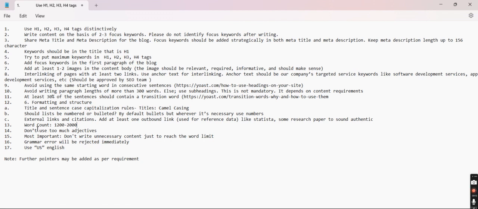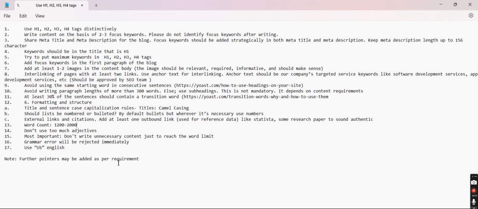Now, should the list be numbered? By default it is bullets, but you can use numbers. Use at least one outbound link, like any research paper you can target. Word count must be 1200 to 2000. Don't use too many adjectives in your blog. Next is most important: don't write unnecessary content just to reach the word limit.